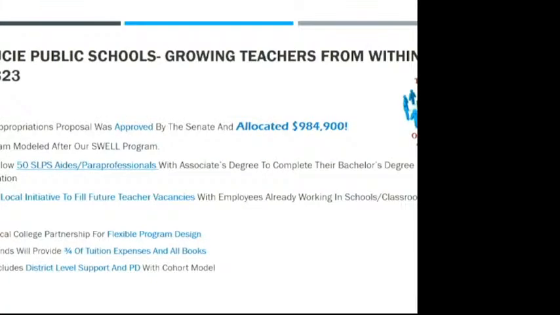Okay, we do have a celebration. We did an appropriations request for a program that we named Growing Teachers from Within, and we were allocated $984,900 in appropriations. This bill was sponsored by Senator Harrell, as well as Representative Dana Trabulsi, and the Senate funded it almost at the total amount that we requested. So we're extremely excited. They're looking at this as a pilot program for the state.